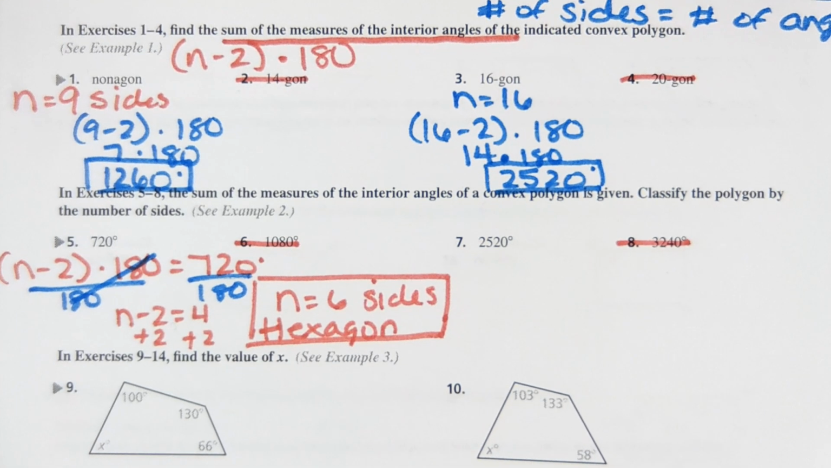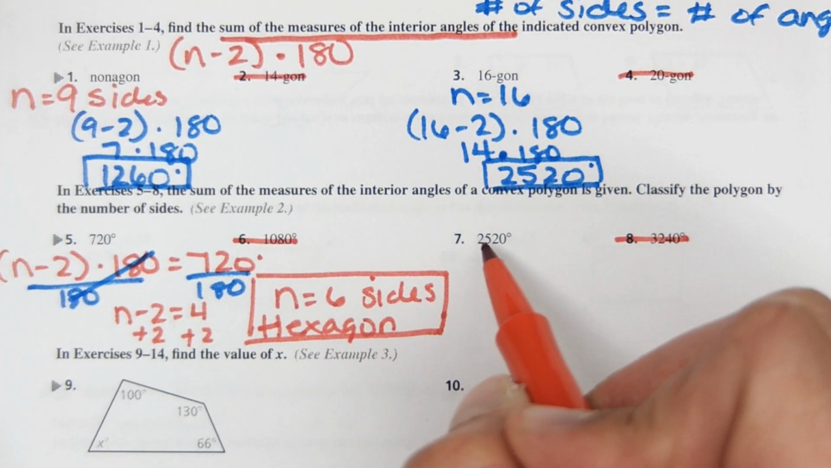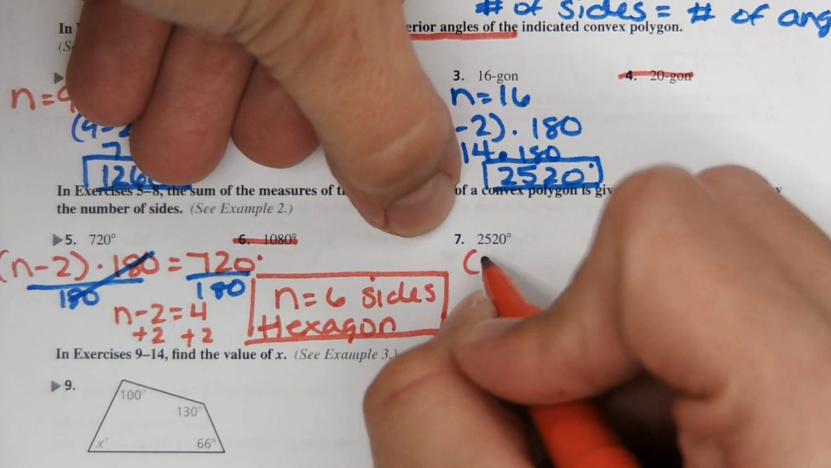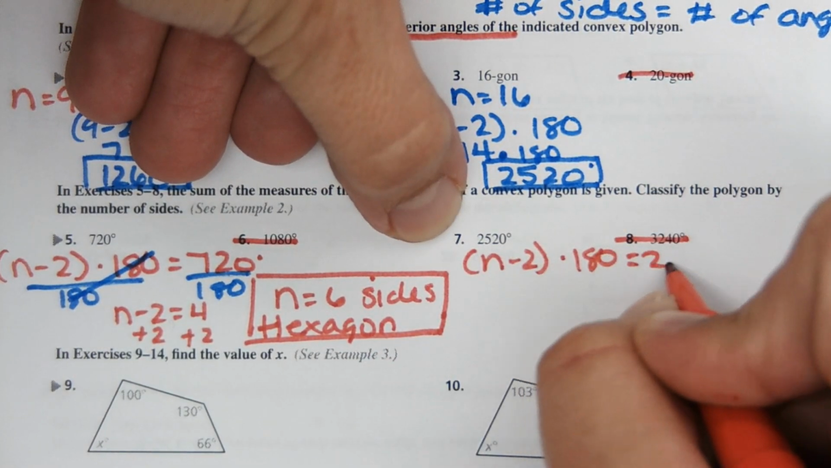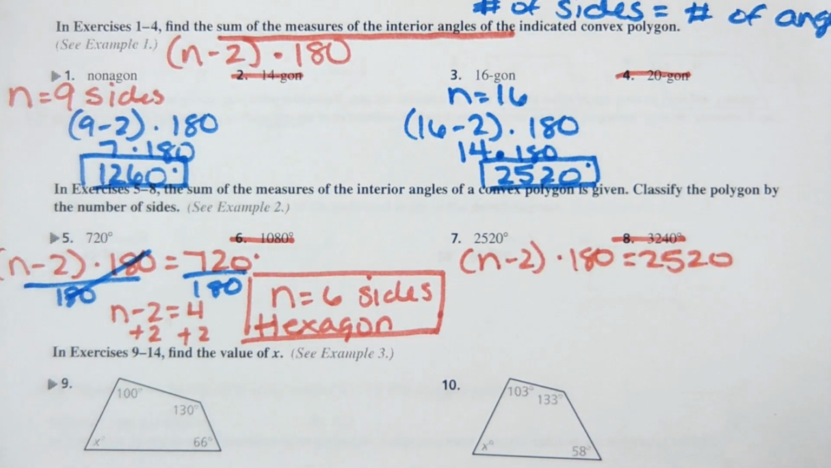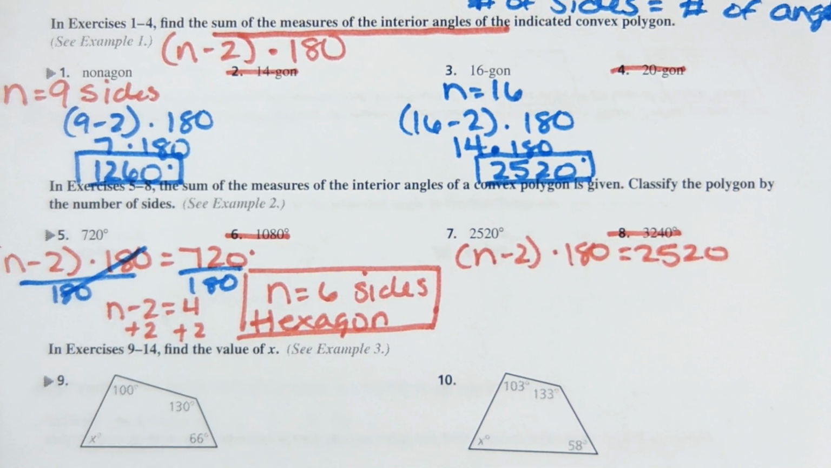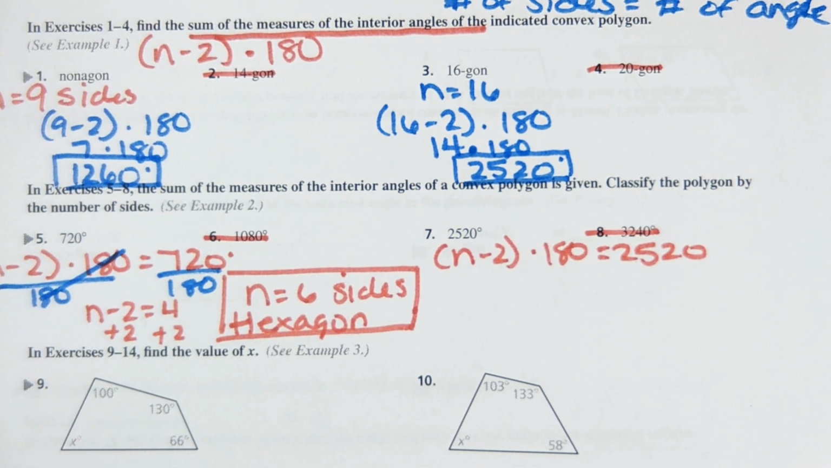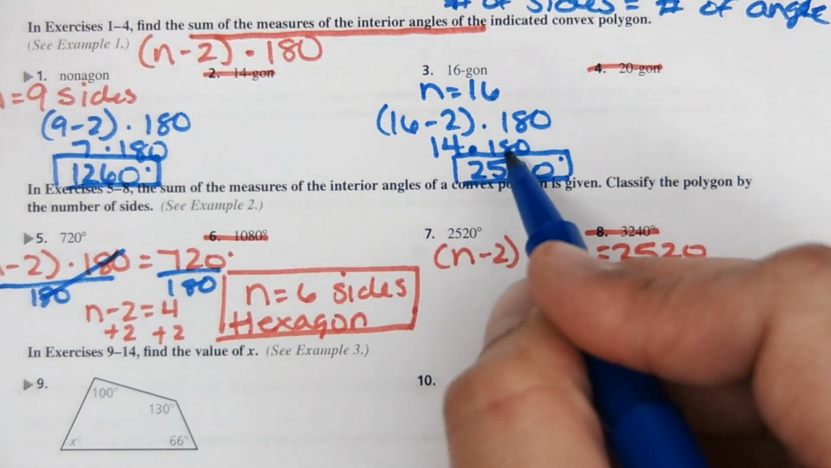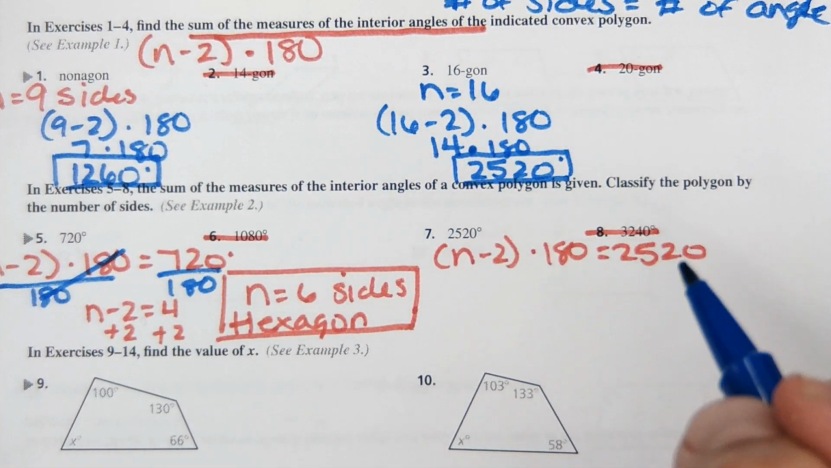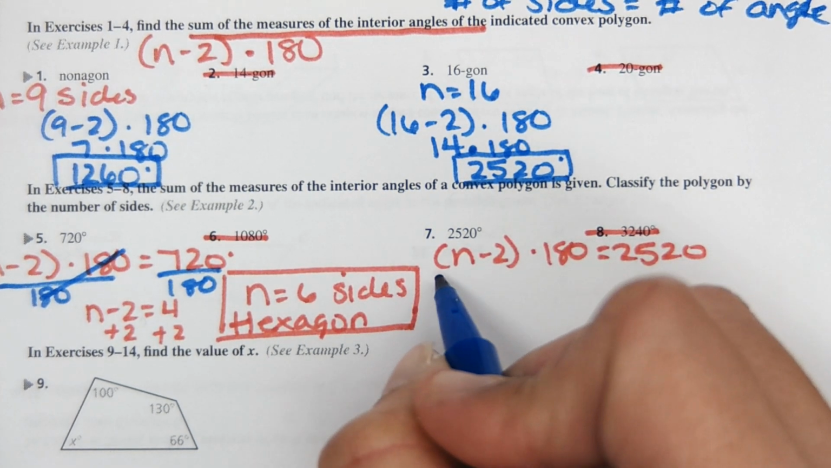Okay, so for number 7, it gives us the answer. We're going to use the same equation, n minus 2 times 180, and set it equal to 2,520. Then solve it backwards for the number of sides. You may notice that this number matches what we did here, so this should solve to 16. We can check ourselves that way.